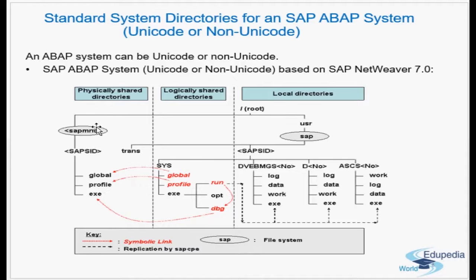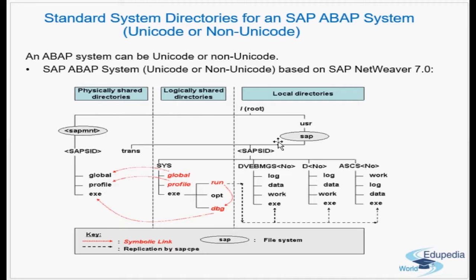In SAP MNT we have again the SAP SID, and we have global, profile and EXE. So this global, profile and EXE are the physically shared directories for an SAP system. These three are common. They are located on the central host, and they are shared across all the other hosts in that SAP system through NFS. Similarly, USR SAP trans also.